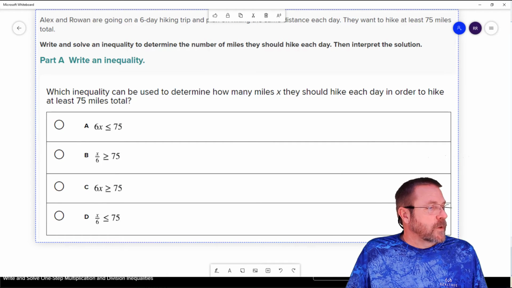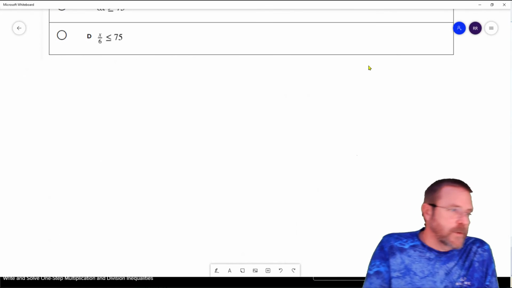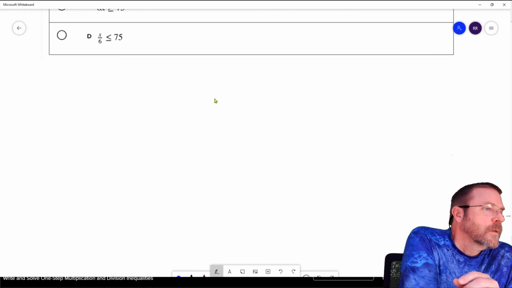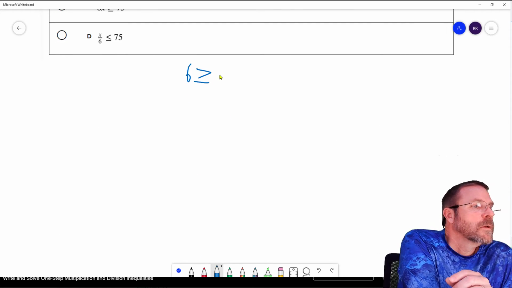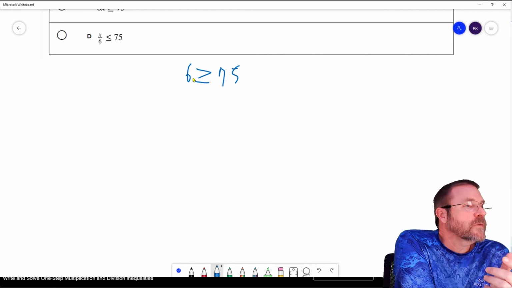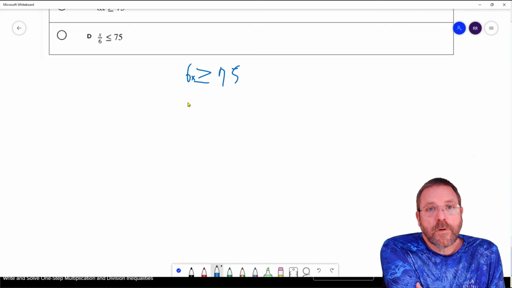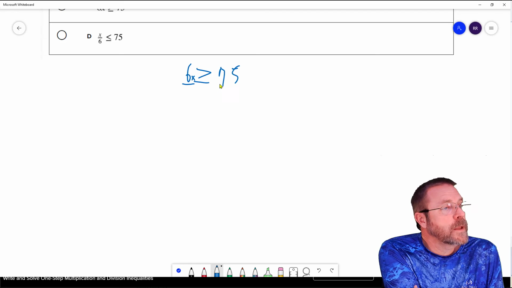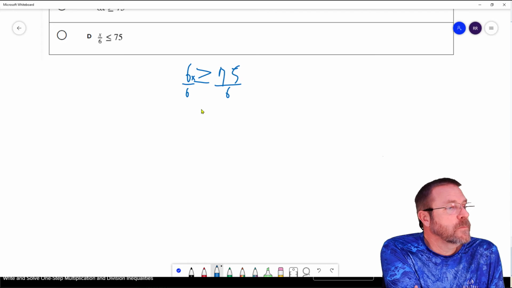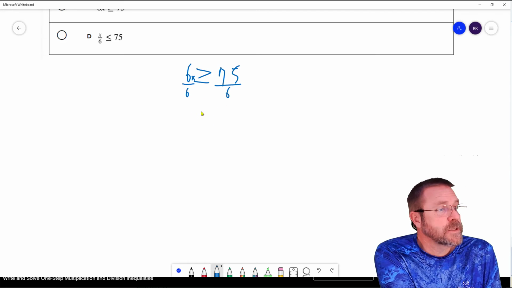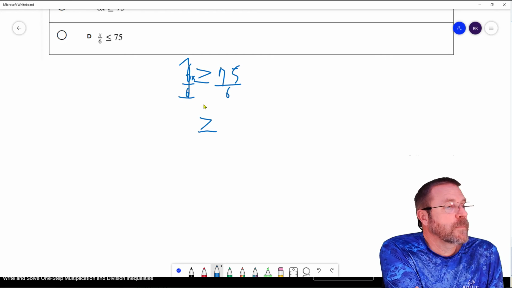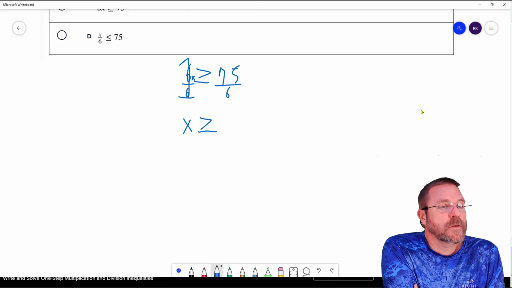So we got 6x is greater than or equal to 75. I'm going to isolate my variable by undoing multiplication, dividing by 6 on both sides. 6 is positive, so my sign is not changing directions. 6 divided by 6 is 1. 1 times x is x.